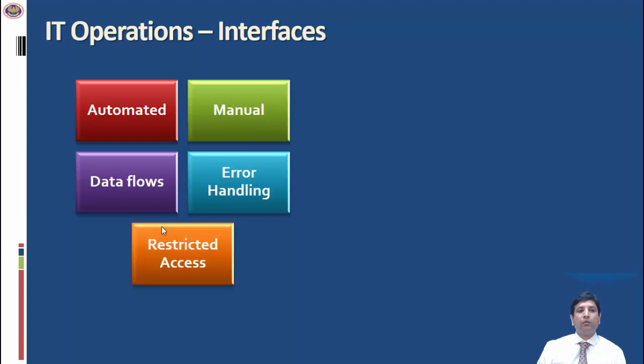Again, similar to the other activities we have seen, restricted access is a common theme across any of the operational activities. The people who are having access to automated or the manual interfaces should be only the authorized people. The IT team typically should ensure that error handling is monitored on a periodic basis.